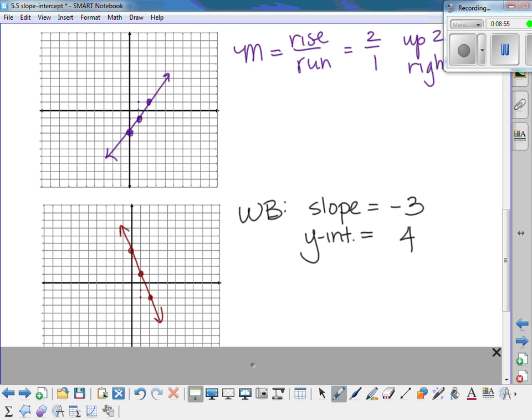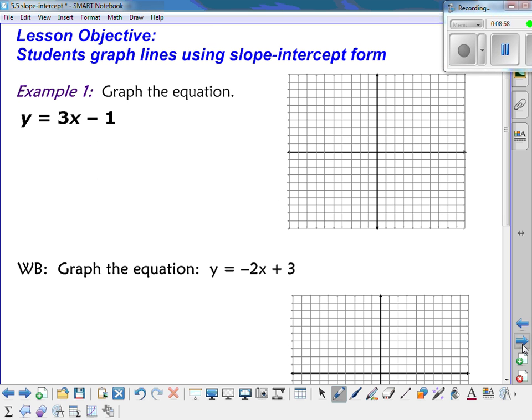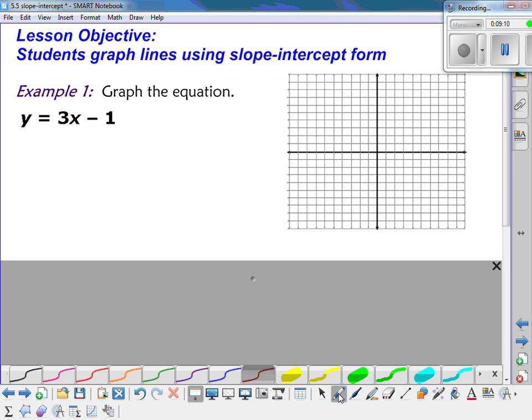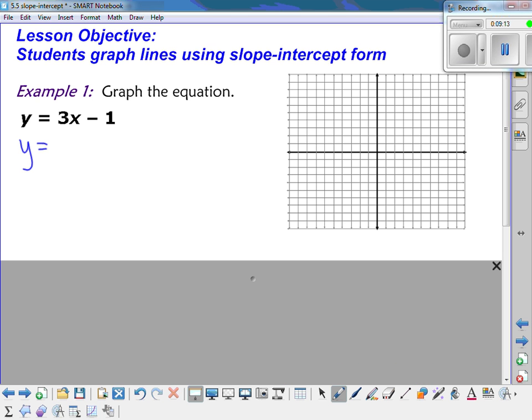Okay, next lesson objective. Students graph lines using the slope-intercept form. All right, so we're going to graph the equation y = 3x - 1. So we know that the slope-intercept form is y = mx + b. And so in this case, my slope is right here, and my y-intercept is right there. So the slope is going to be 3 over 1. And b is -1. So I go to -1 on the y-axis, and then I go up 3 and over 1.